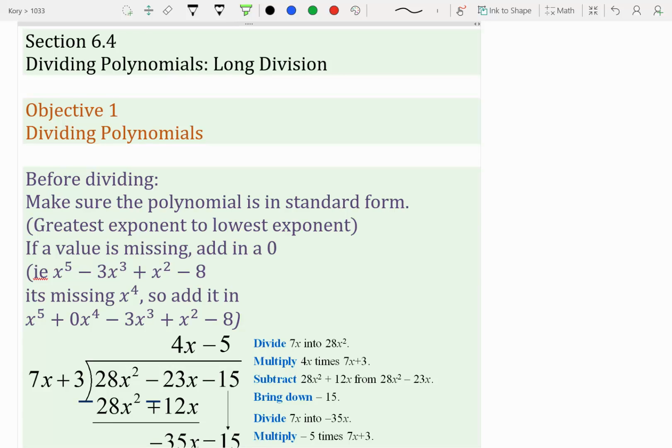Section 6.4, dividing polynomials, long division. So our first objective and only objective is dividing polynomials. We've been dividing polynomials this whole time using rational expressions because it's a fraction, and fractions mean division. But sometimes we can't simplify it, so this gives us a tool to simplify it more.